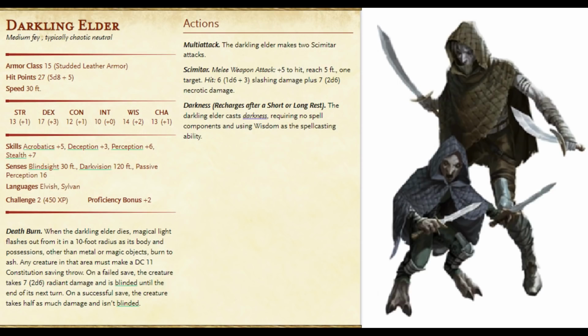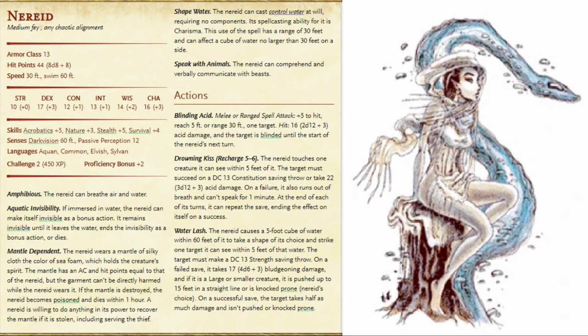That brings us to number 9, the Nereid. This is from Tales from the Yawning Portal. This is probably our top choice for encounters in the water. Like the Darkling Elder, this is CR 2, so you only get 1 when you summon it. Now, we could expend a preparation slot on Control Water, and maybe we need it, and maybe we don't.